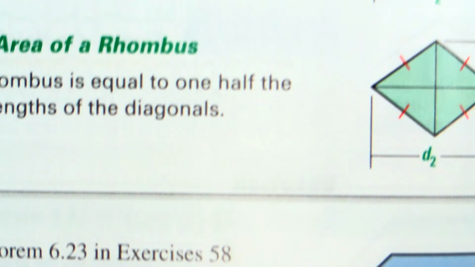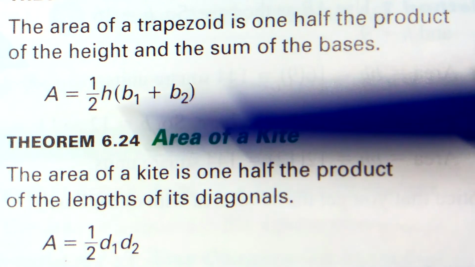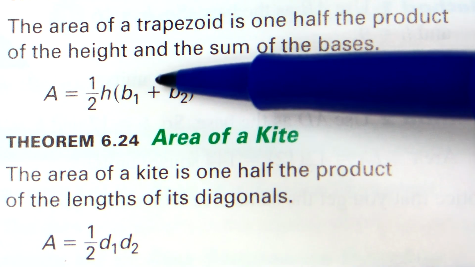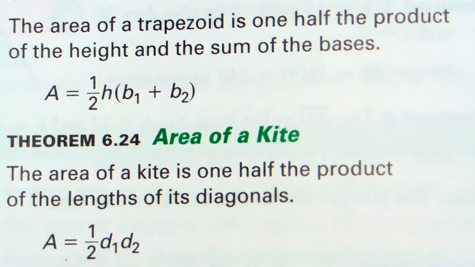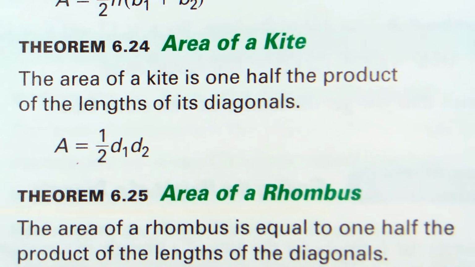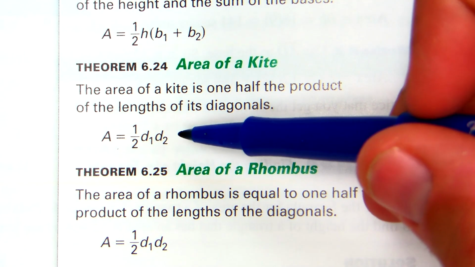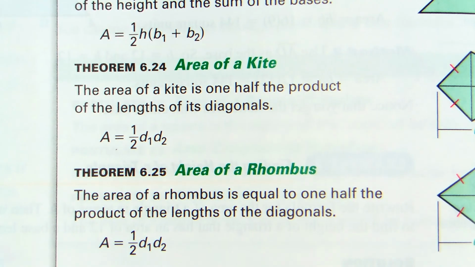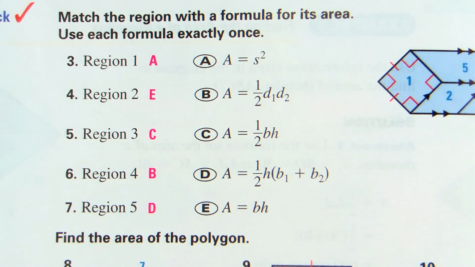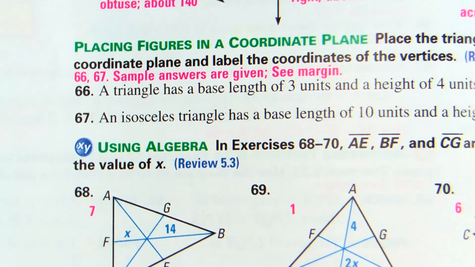Now the other special ones: the area of a trapezoid is A equals 1/2 of the height times the bases added together, the sum of the bases. The area of a kite and the area of a rhombus have the exact same equation for area, which is A equals 1/2 d1 d2, where d1 and d2 are the diagonals. So you find the product of the diagonals, take half of it, and that will give you the area of the kite or the rhombus.